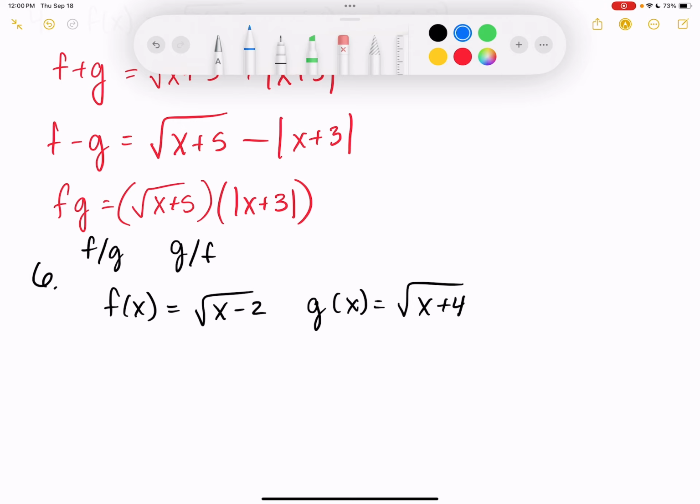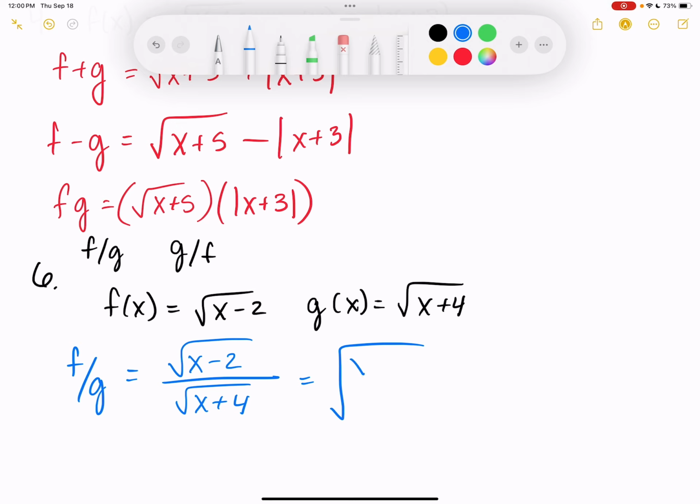All right, f divided by g. We've got the square root of x minus 2 over the square root of x plus 4. Am I allowed to leave it this way? What do I need to do? Oh yeah, if the top is in a square root and the bottom is in a square root, I can combine it like that.